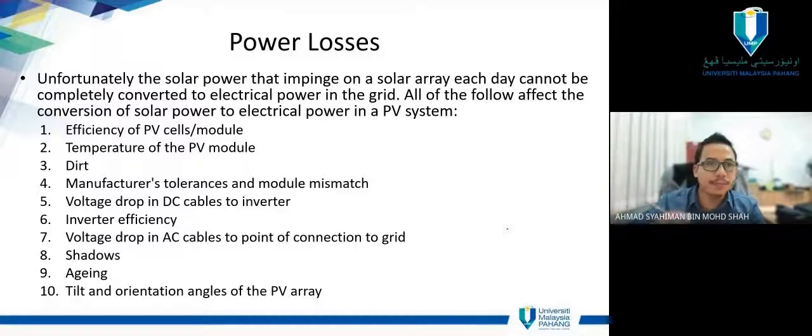connected PV system. So solar power will be degraded based on several factors. Okay, all of the following affect the conversion of solar power to electrical power in the PV system. We know already the efficiency of PV cells.